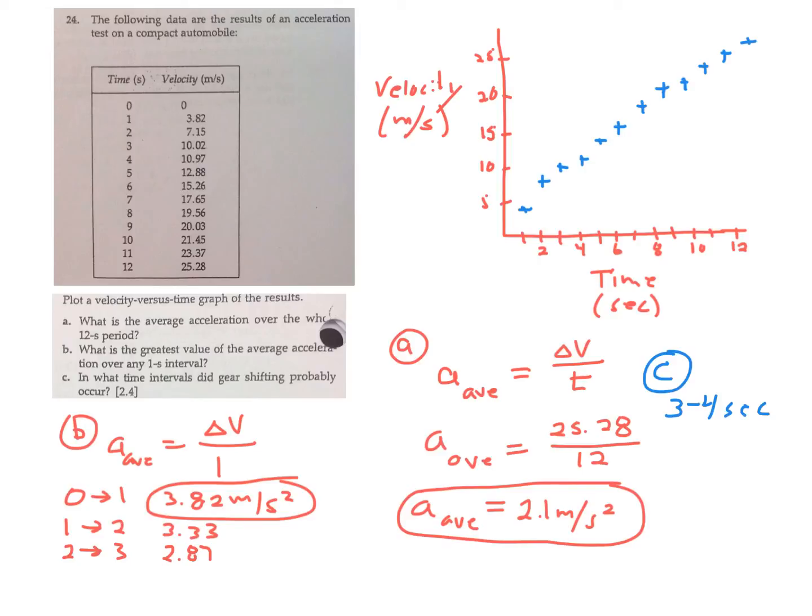Also I think from 8 to 9 seconds is another small increase in speed for that particular time period. So those are the most likely intervals in which the gear shifting occurred in the transmission for this car.